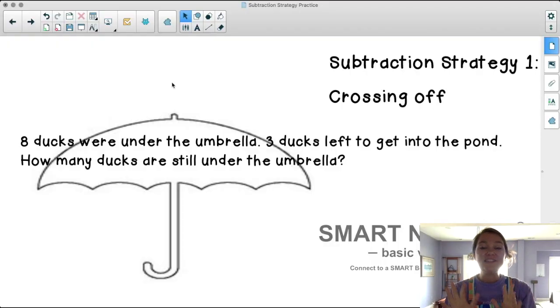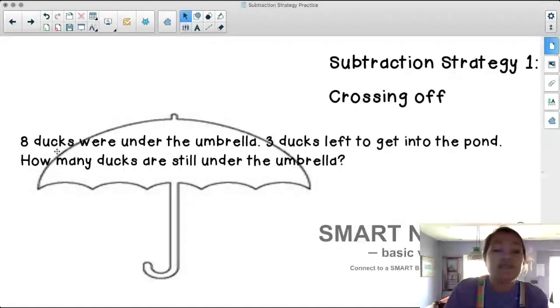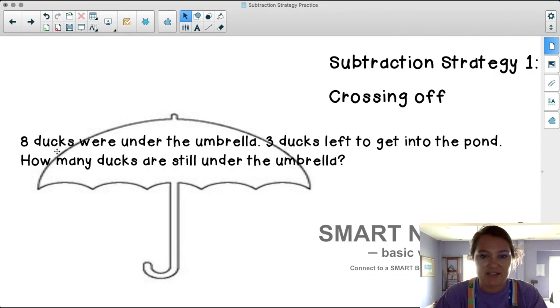Okay, let's do one more problem with our first subtraction strategy of crossing off, okay? So this one says 8 ducks were under the umbrella. 3 ducks left to go get into the pond. How many ducks are still under the umbrella? Pause the video and do this one on your own and then come back to the video and I'll show you how I would do it with the crossing off strategy.